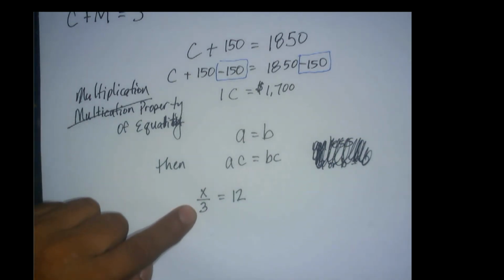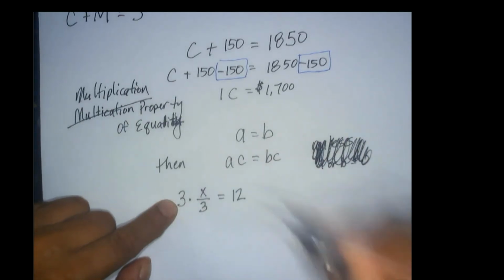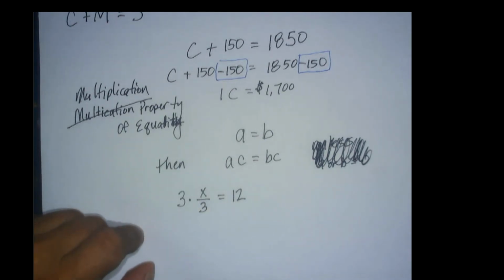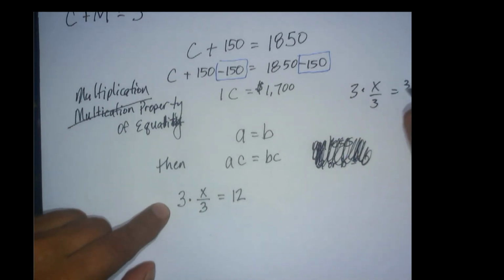What do I multiply 1/3 by to get X? 3. Because 3 divided by 3 is 1X. Right? Because 3 times that X over 3 is equal to 3 over 3X. Yeah, that makes sense.